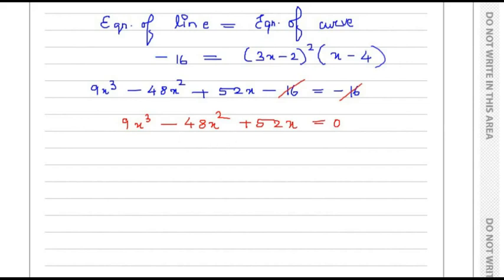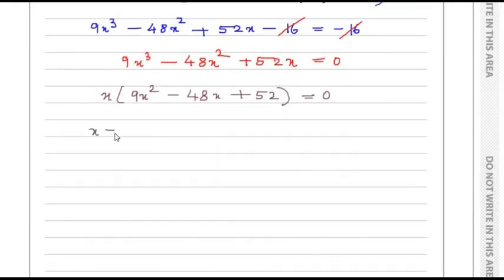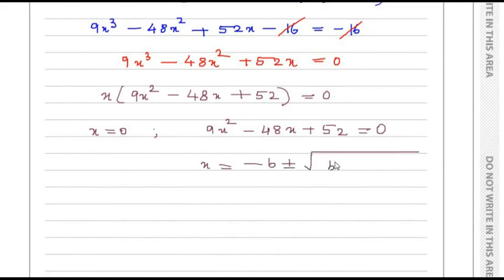Now we can factorize this by taking the x term common. So it remains as x times 9x square minus 48x plus 52 equal to 0. So we have to factorize these now. One factor is x equal to 0 and the other factor is 9x square minus 48x plus 52 is equal to 0. So I'm going to use here the quadratic formula, which is given as x equal to minus b plus minus square root of b square minus 4ac over 2a.